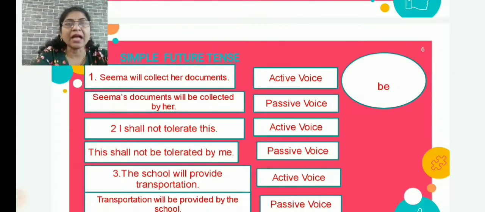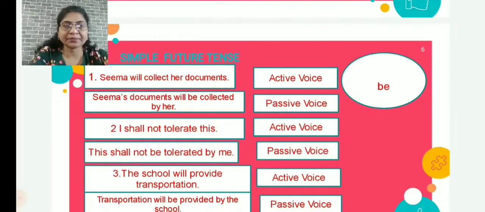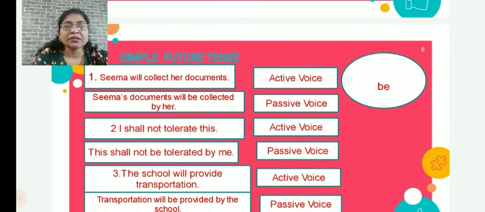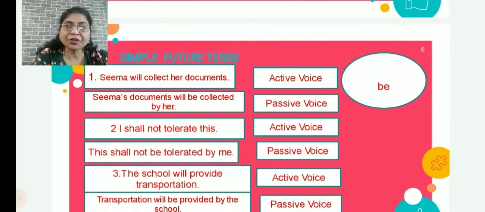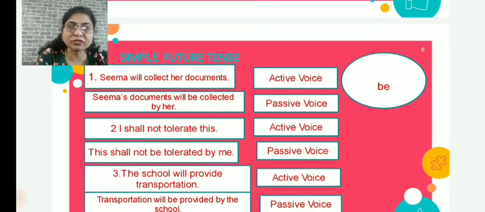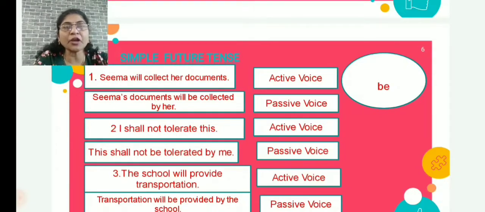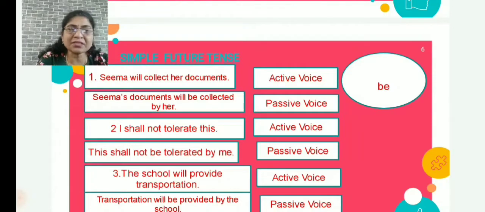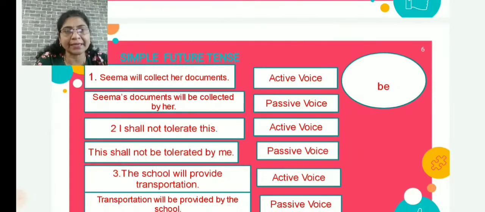Second example: I shall not tolerate this. I is the subject, shall is the supportive verb, not tolerate, tolerate is the action done, and this. What? This. Okay, so if we ask the question by what, we can easily get the object. So this shall not be tolerated by me. So what change are we making? The formation is the same, only one word, be, is added here, just remember.